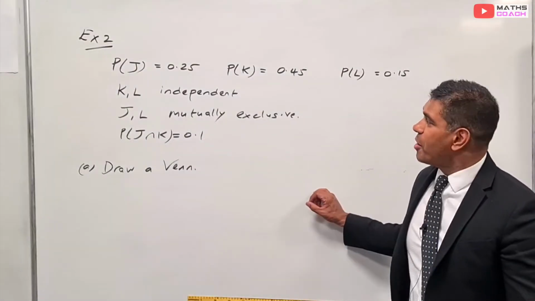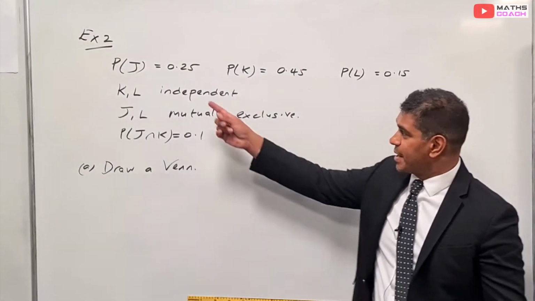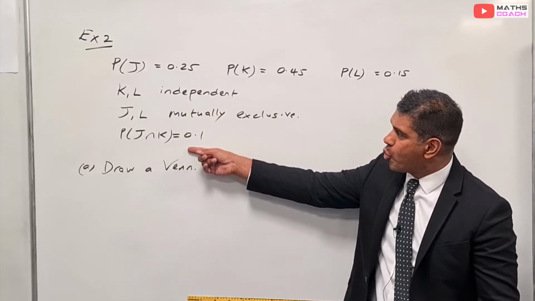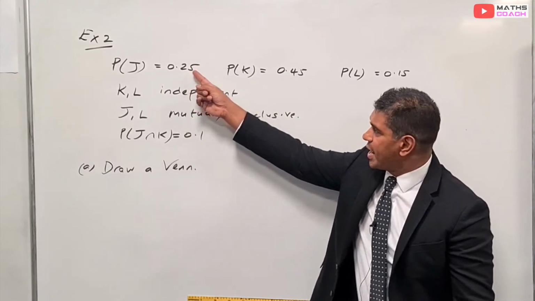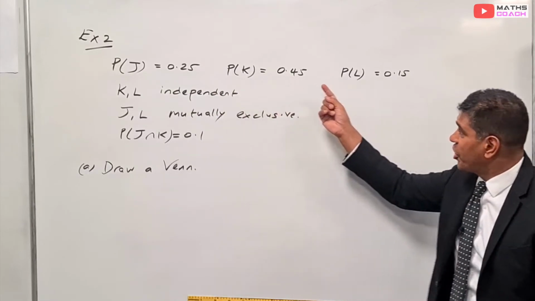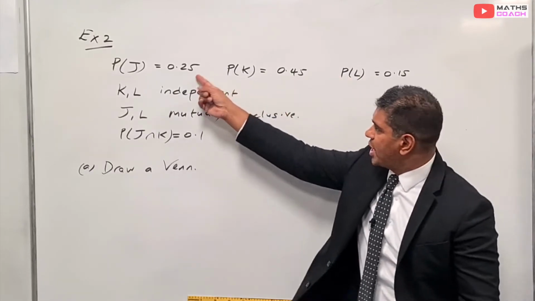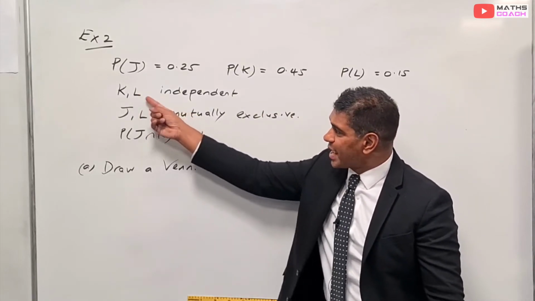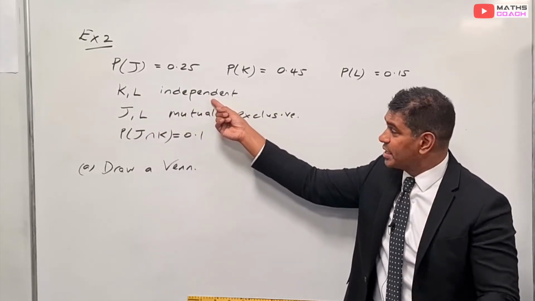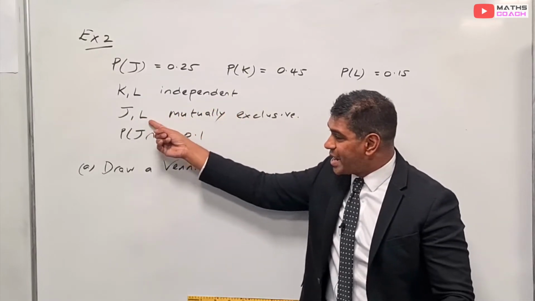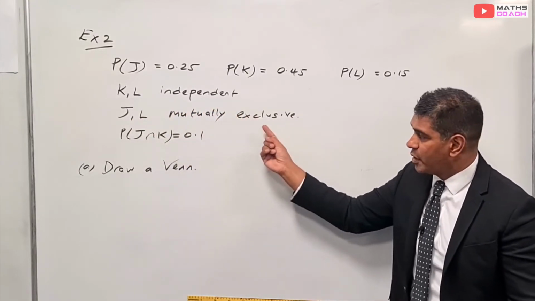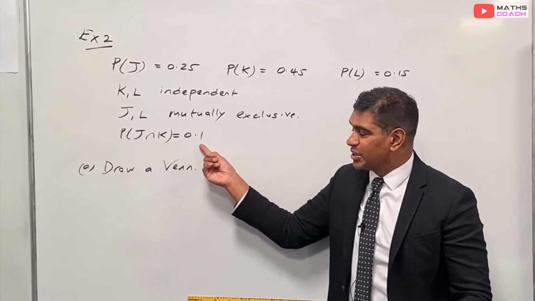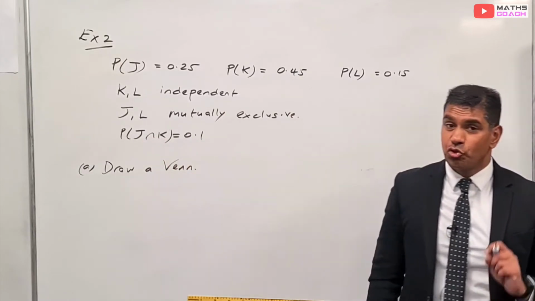And now we're in example 2 of our 3 examples today. This one is slightly notched up from example 1. So I have a probability event J, I have K, but now I've got a third event, L. J, K, and L. But there are conditions with that. Events K and L are independent. Remember what we said earlier on our formula. J and L are mutually exclusive, and in addition to that, the overlap between J and K is 0.1. And our first question is draw a Venn.